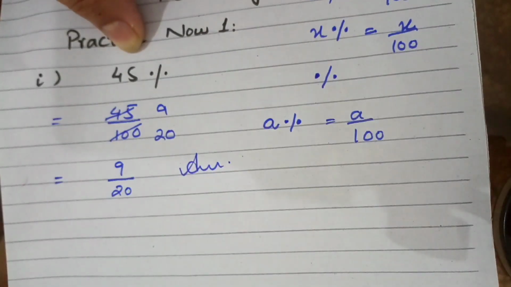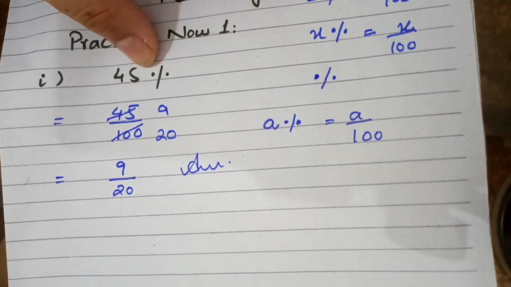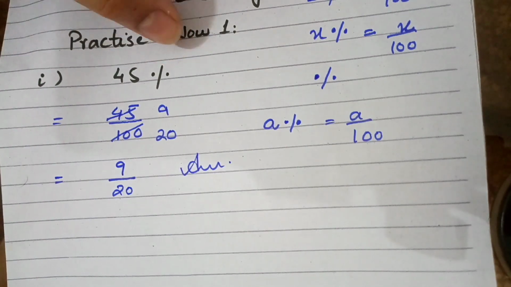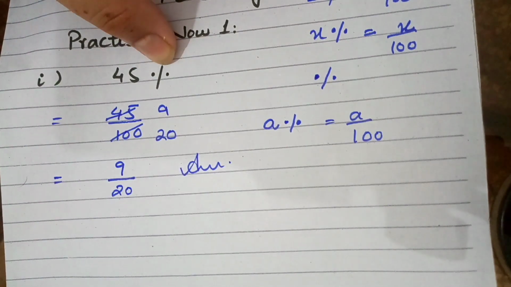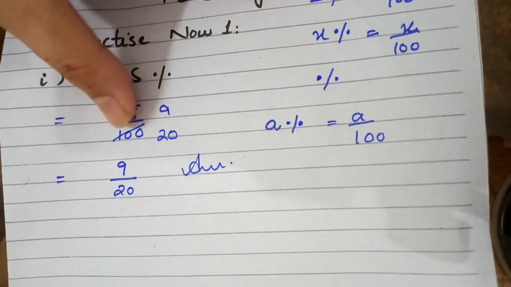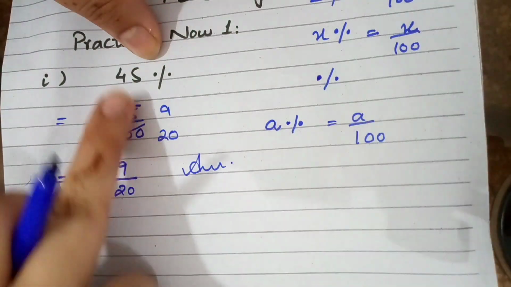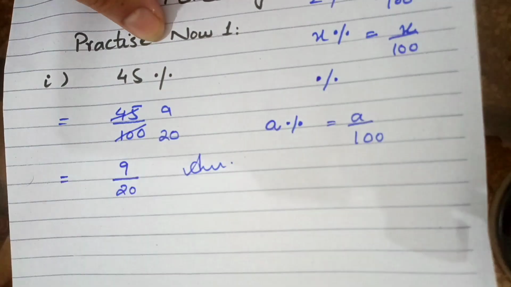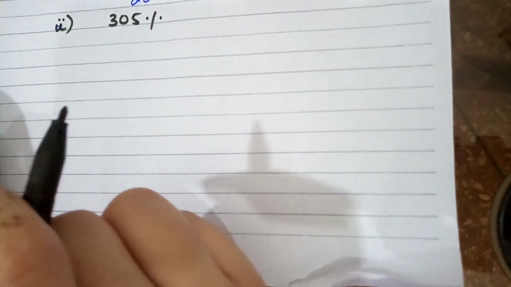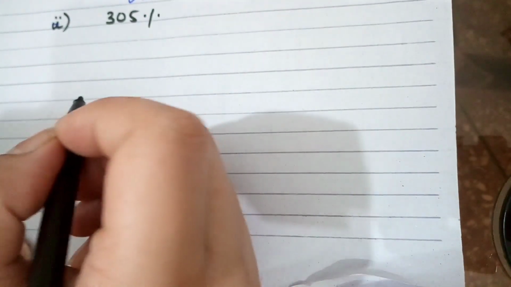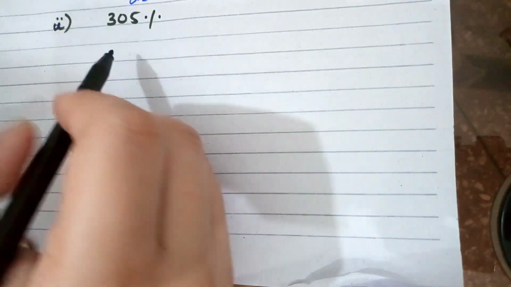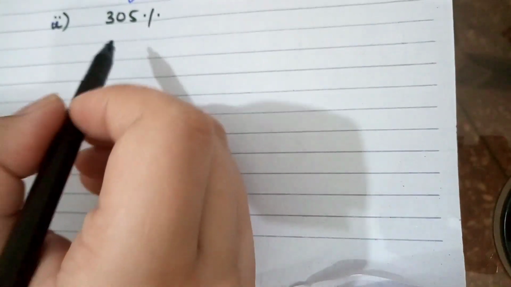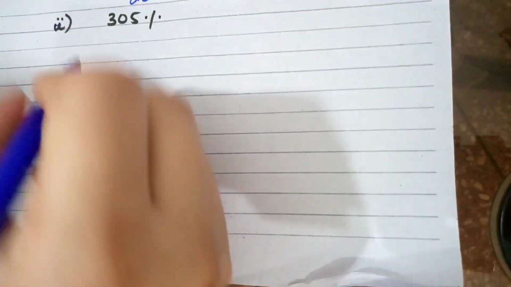What we have done is just convert or simplify this percentage sign. Whenever we solve this percentage sign, that means 45 parts per hundred, we have to divide that term by the 100. Now we will solve the second part of Practice Now 1, that is 305 percent. This means 305 per hundred.